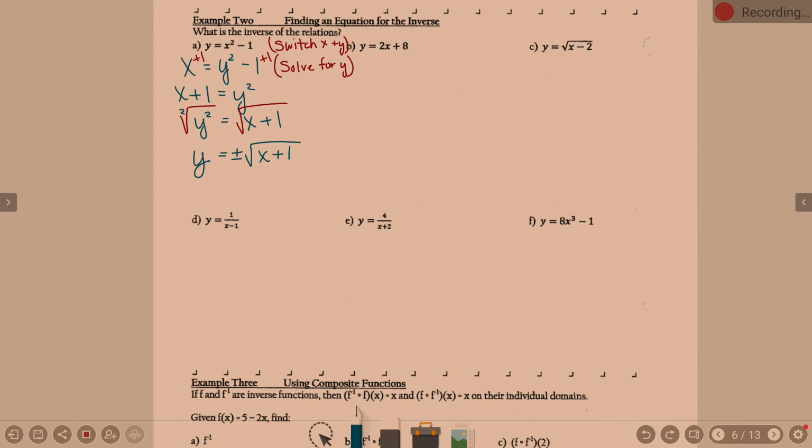So we switched x and y, and then we started solving for y. Now we have y equals, yes? And then on the front page, we mentioned something about don't leave it as y equals. What do we write it so we know it's the inverse? I read it as f inverse of x. So basically just take your y and replace it with f inverse of x. So f inverse of x equals plus or minus the square root of x plus 1.